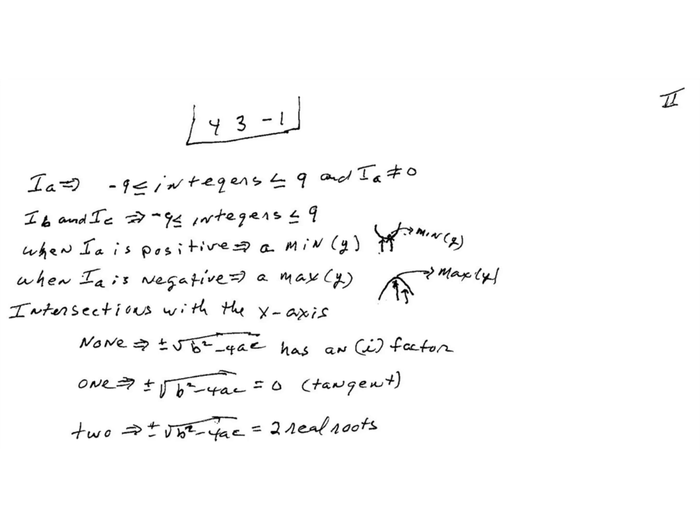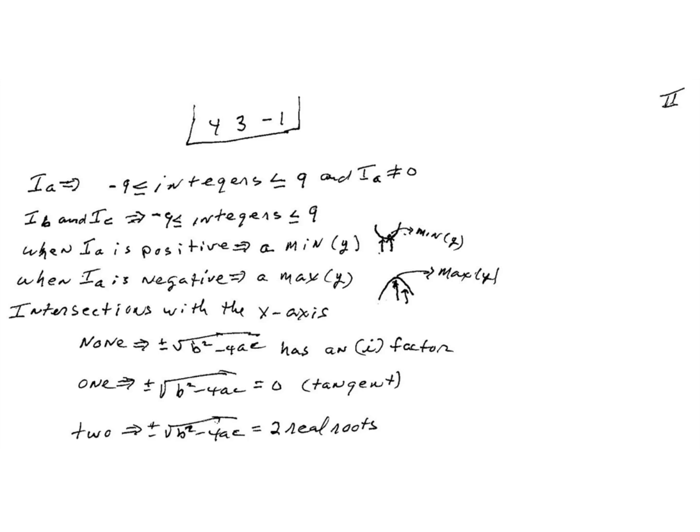I sub A are the integers greater than or equal to minus 9 and less than or equal to plus 9. And I sub A is not 0. If I sub A were 0, we wouldn't have a parabola. I sub B and I sub C are integers greater than or equal to minus 9, but less than or equal to plus 9. When I sub A is positive, you have a minimum of the parabola. When I sub A is negative, we have a maximum of the parabola.